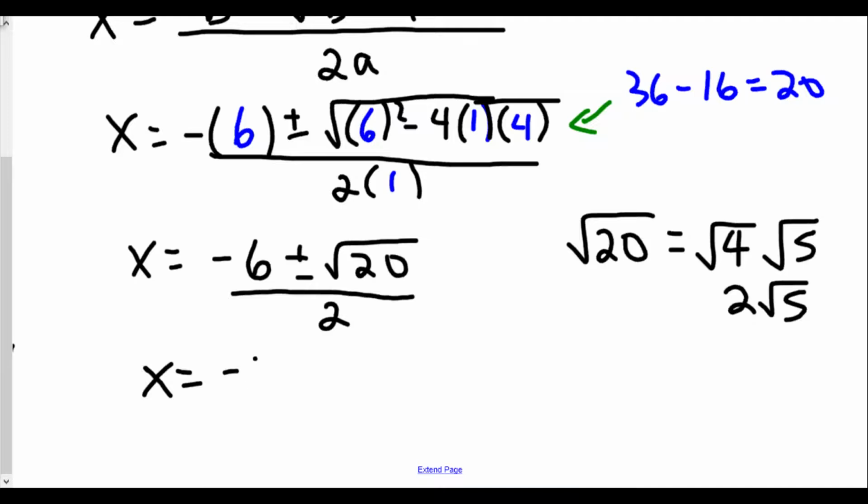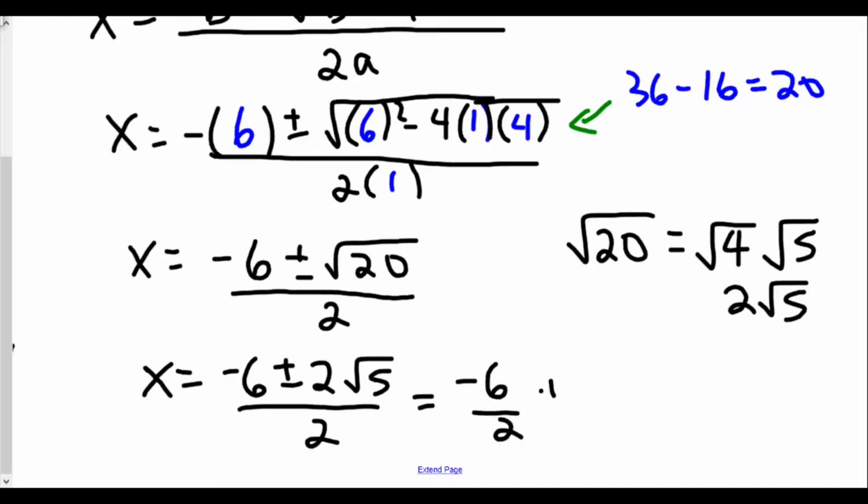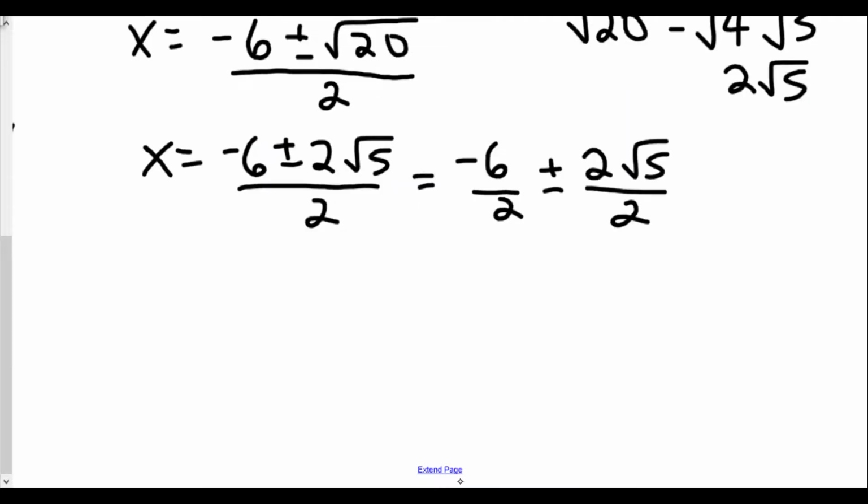x equals negative 6 plus or minus 2 square root of 5 over 2. Now, it looks like these numbers outside the radical all can be divided by the same thing. And really, this is what it looks like. Negative 6 over 2 plus or minus 2 square root of 5 over 2. Okay? And so this now becomes negative 3, because negative 6 over 2 is negative 3, and the 2's divide out for the second part, and we're left with square root of 5.